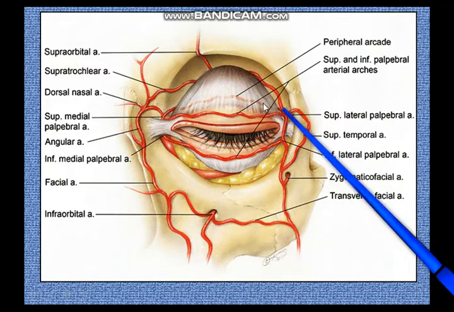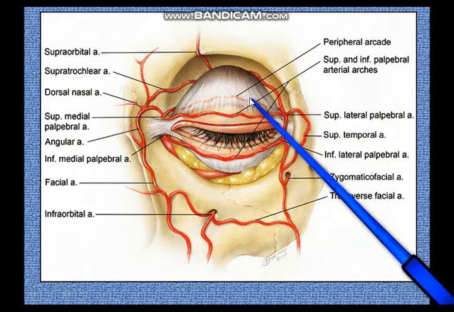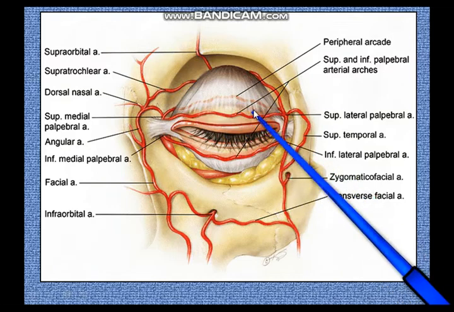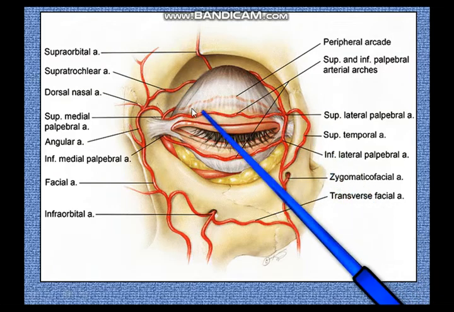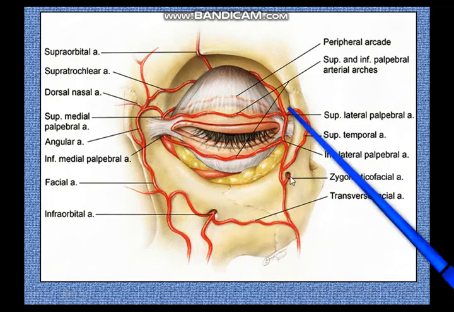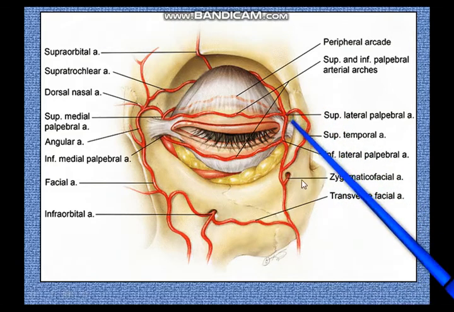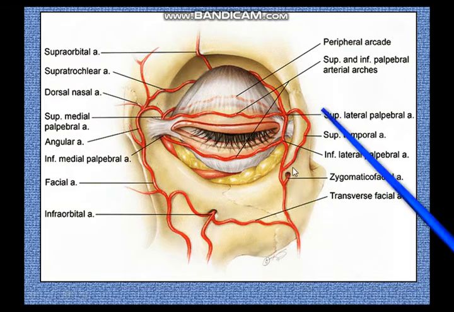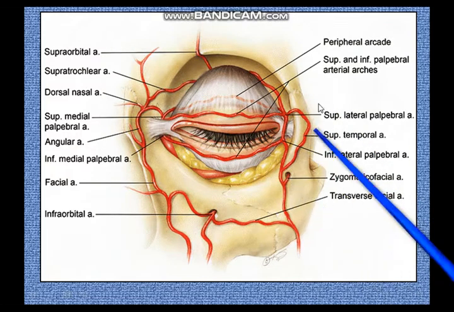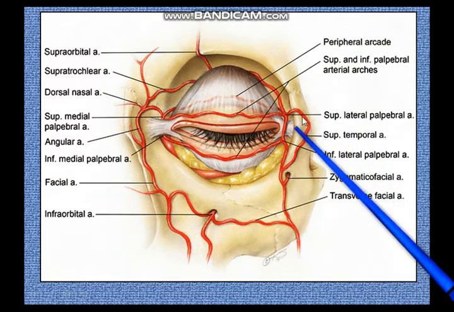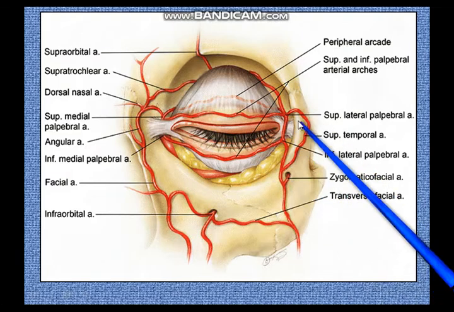And you can see these palpebral branches, the palpebral arcades, the peripheral arcade and the marginal arcade that is going to supply the upper lid. And in the lower lid also you have branches from the medial and lateral palpebral branches. On the lateral side you have some branches from the lacrimal artery, and from the superficial temporal artery some branches coming and joining the palpebral branches over here from the lateral side.